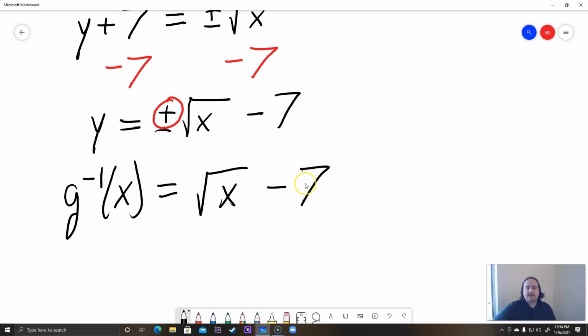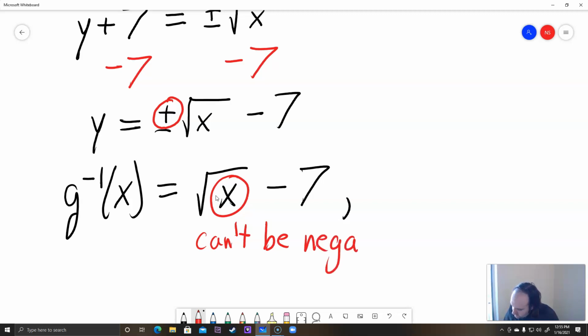Alright, so we got root x minus 7, and then we still have to write a restriction on the domain. So how do we know how to restrict the domain? Well, here, because the square root is around this new x here, remember that with radicals, you can't take the square root of a negative number because it gives you i, which is an imaginary number. So what's inside of this radical here can't be negative. Okay, so this x here can't be negative because the square root of a negative number is not a real number.